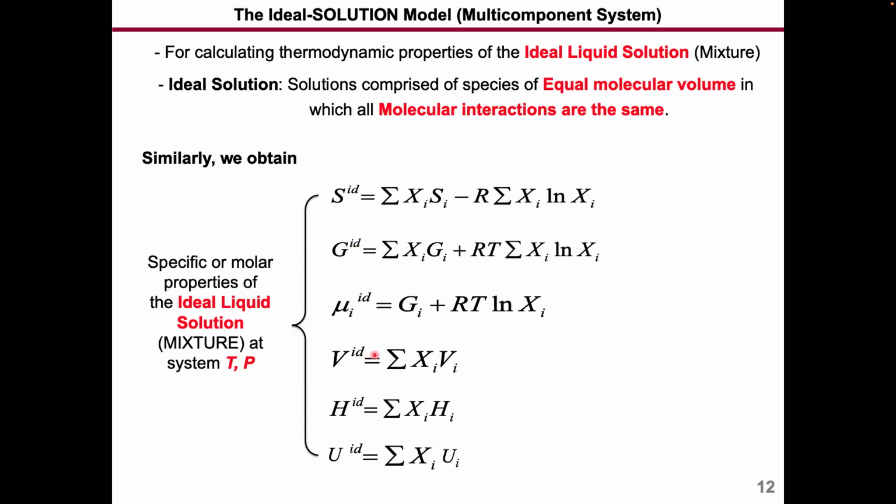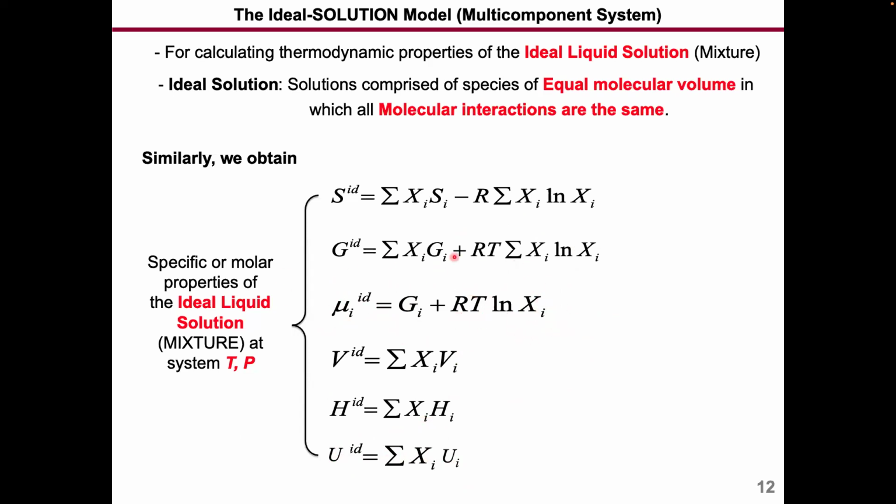And then V^ID is summation Xi Vi, right? H^ID is summation Xi Hi, U^ID is summation Xi Ui, right? So this, again, the derivations are pretty much the same, right? Now this equation we will need to use later, so keep an eye on this, okay?